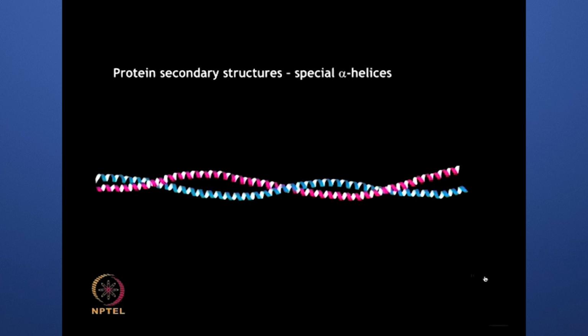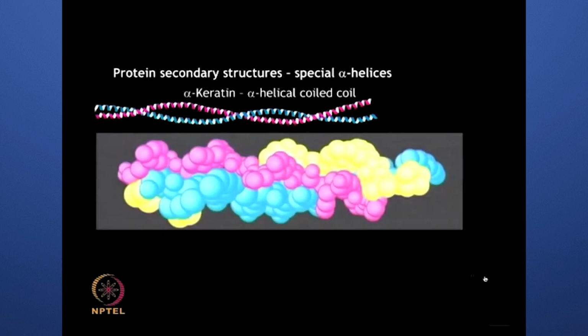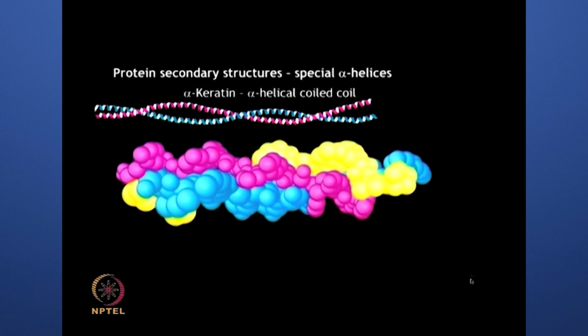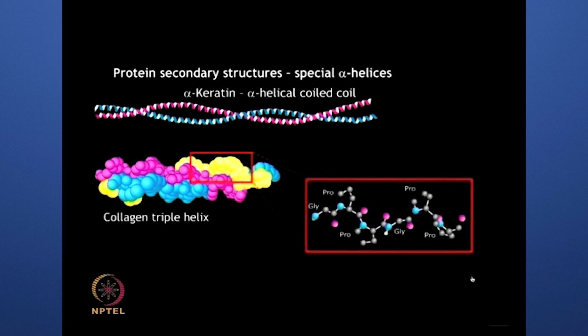Alpha keratin, the major protein component of hair, consists of two such coiled coils forming a left-handed superhelix. Collagen, which is the fibrous component of skin, muscles, etc., consists of three such coiled alpha helices. It has a characteristic recurring amino acid sequence of glycine, proline, hydroxyproline, with glycine appearing at every third residue.